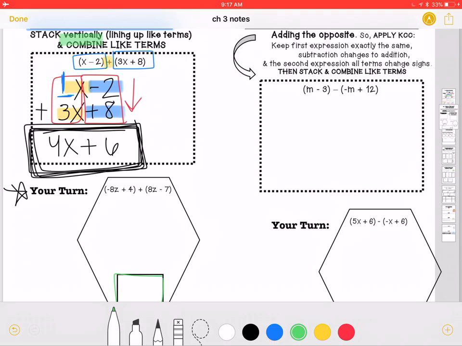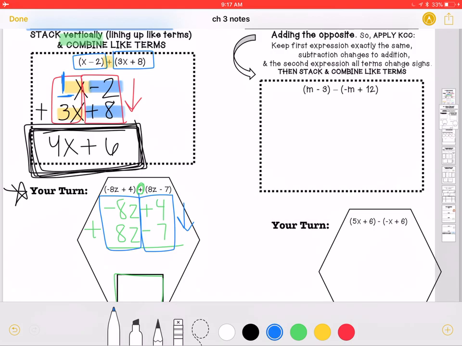So I'm going to write my first expression. I notice we're still adding. So I'm going to write negative 8z plus 4. So my first step is to stack them. Minus 7. Now the reason we stack them is to kind of line up our like terms. Do you have to stack them? No, it's just a way to visually see what we should be combining. You're combining your constants and your variables, and we're looking vertical, we're looking up and down. So it's just a nice way to easily gather your like terms.